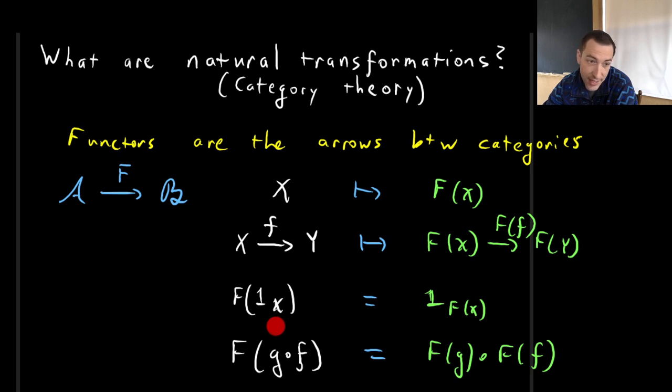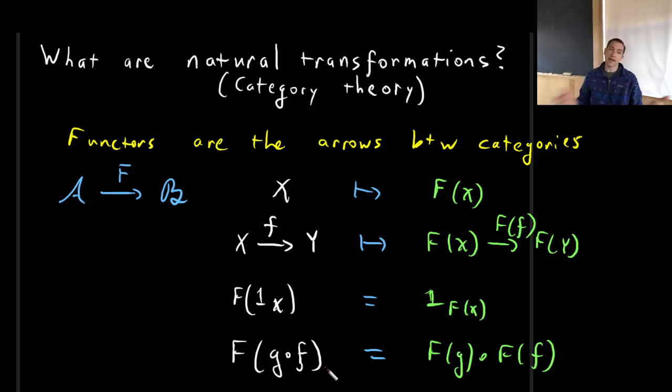So if we map an identity, the identity on x, well, then we want that to be 1 on whatever f mapped x to, okay? And then similarly for composition, and this ends up being the thing that preserves the composition law, which we want to have. Okay, see those videos if you want more.